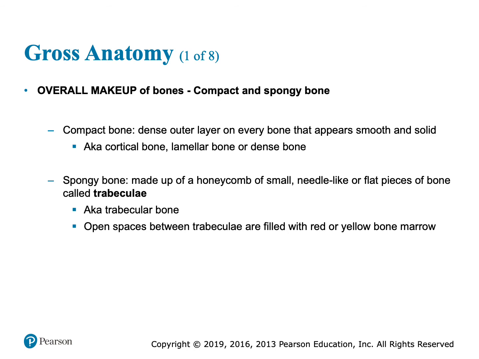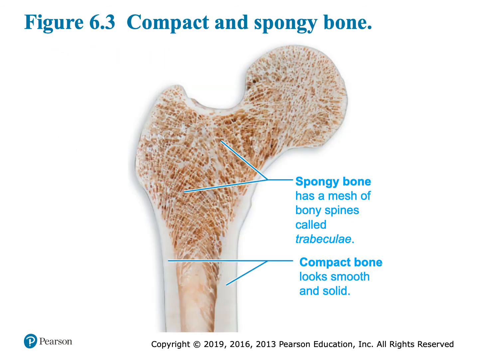Okay, so that's compact bone. Then we have spongy bone, which looks like what you'd see if you cut through a sponge. And we have these fine, easily breakable pieces of bone that have been laid down, and there are holes in the middle of them. That tiny, thin web of bone is called trabecular bone. In between trabecular bone, usually we're going to have some red bone marrow, sometimes yellow.